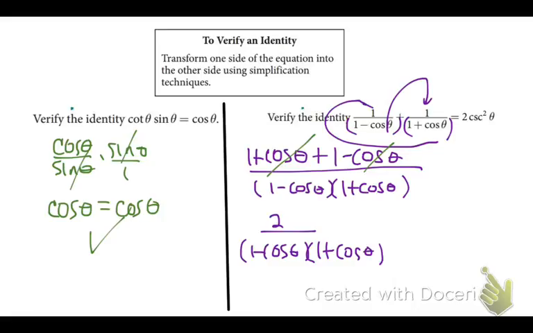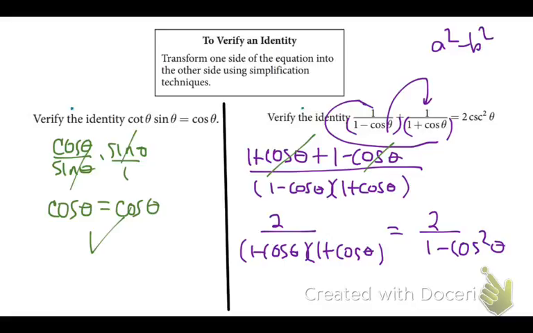Okay, I have two binomials. What do I need to do to two binomials? Multiply them using my FOIL. This is a difference of two squares, so our a squared minus b squared, right? So 1 times 1 would just give me 1 minus my cosine squared. Okay, I'm just doing my a squared minus my b squared.